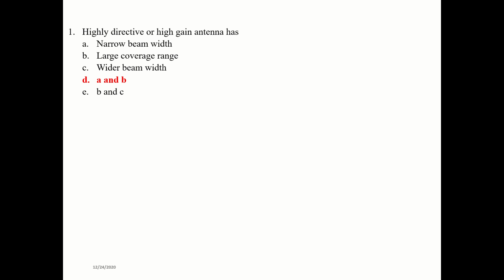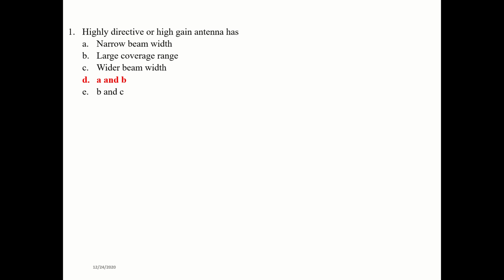The first question was: highly directive or high gain antennas have. So highly directive means most of the power is highly concentrated towards a particular direction. That is highly directive, which is why we call it a high gain antenna. It should have a narrow beam width, which means most of the energy is focused only in a particular direction. That's why narrow beam width and large coverage range, not area. Please remember, large coverage range. So these two are the answer.